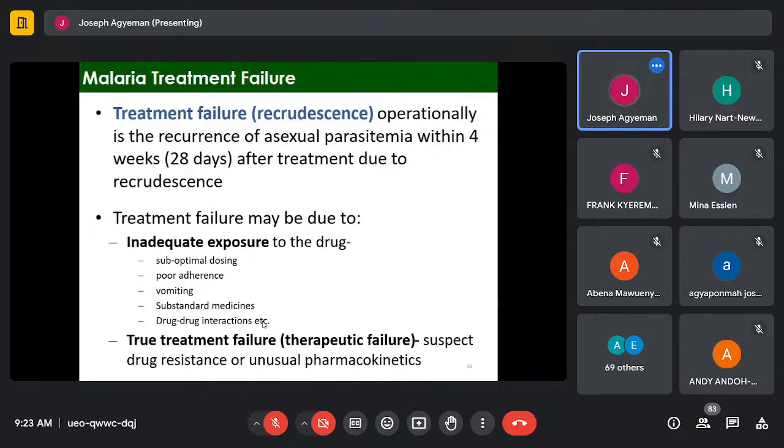Next time when you spread your parasite to other people or you get it again, we give you these same anti-malarials and the parasites are already resistant to it. And of course, the treatment will fail. So these are all possibilities. Recrudescence as a result of killing some and leaving some, inadequate exposure, numerous causes. And of course, when you are infected with a resistant organism, then you are in trouble.